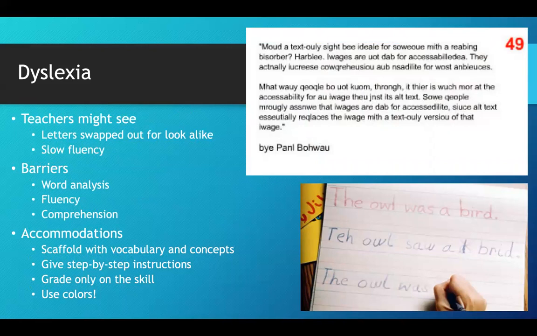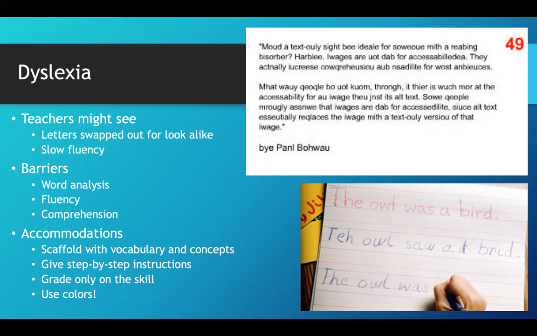Some barriers that are associated with this is word analysis. Students can't really read and know the vocabulary of the words that they are reading. Fluency, like I said before, and comprehension. They can't connect the pieces of information together to piece together the storyline in a book.